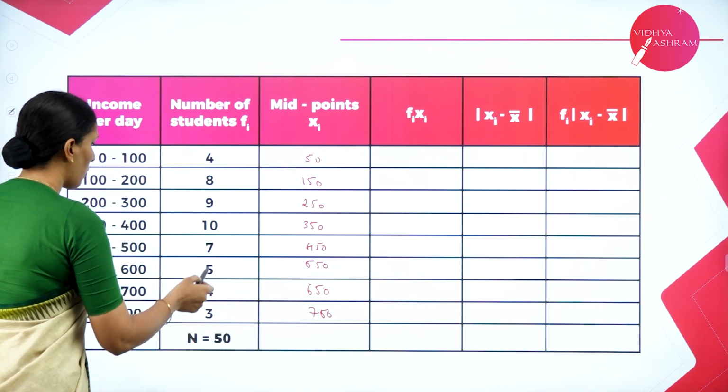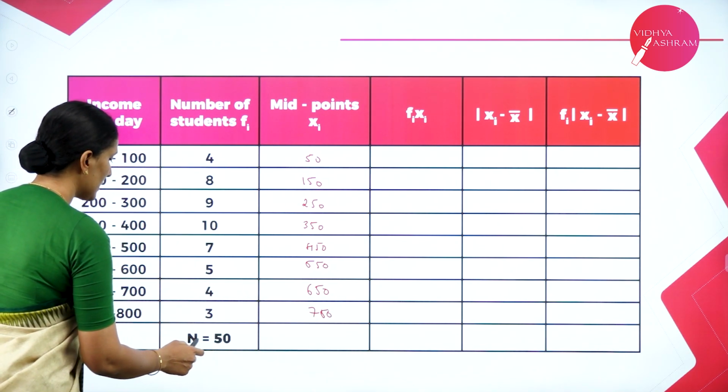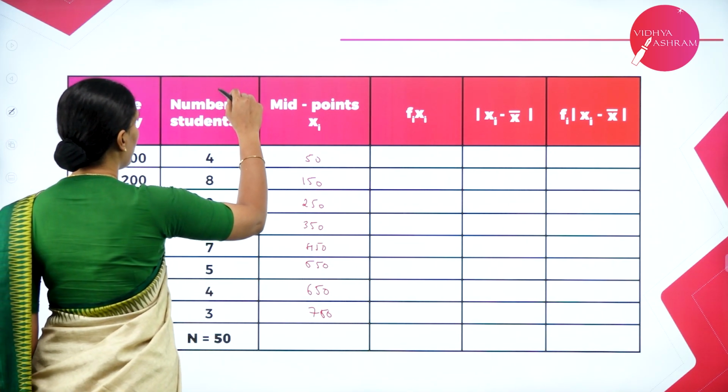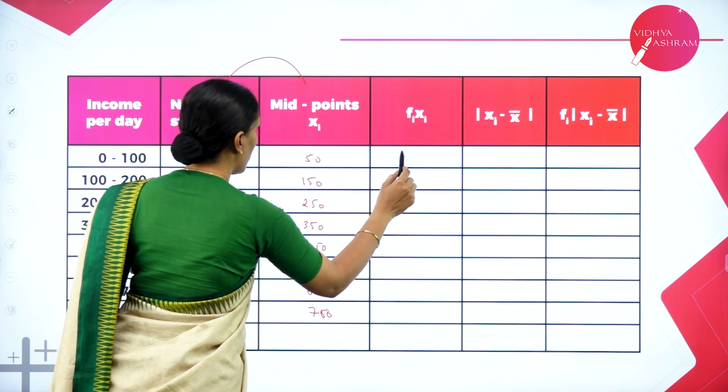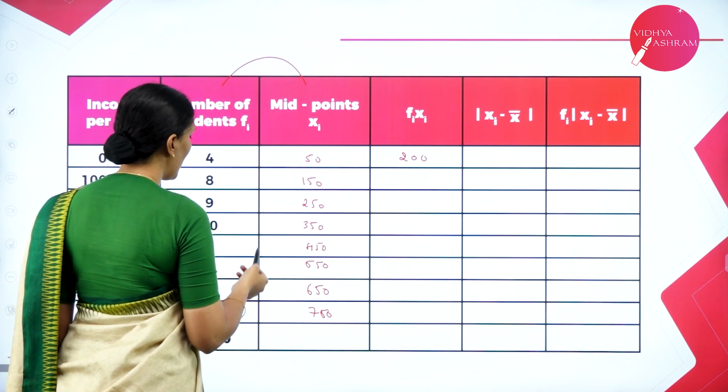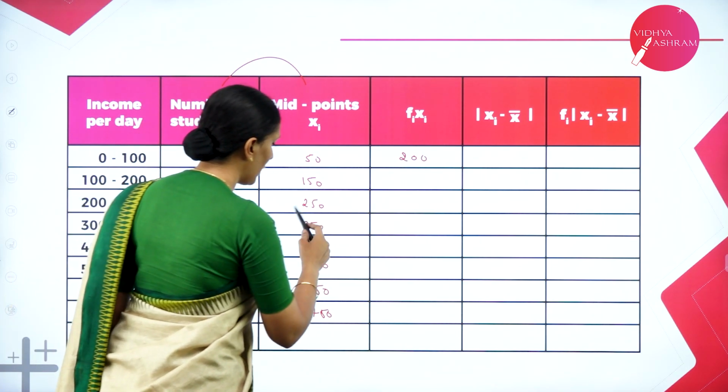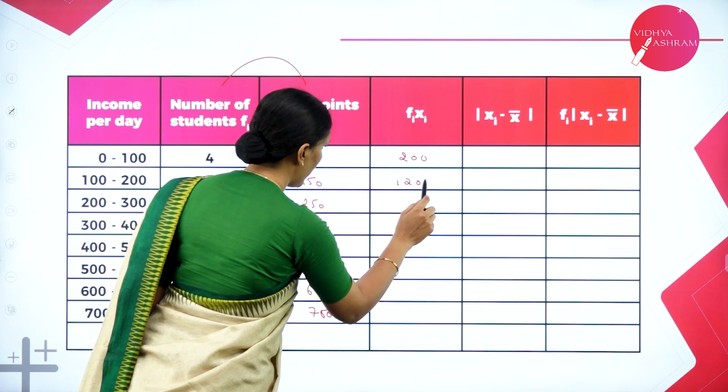Now the total number of observations we got here, n is equal to 50. Now multiply these two columns, Fi, Xi. So 4 times 50 is 200. Similarly, multiply the corresponding rows, then we will get here 1200.